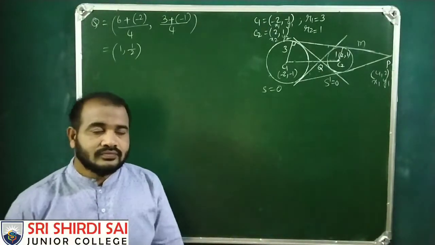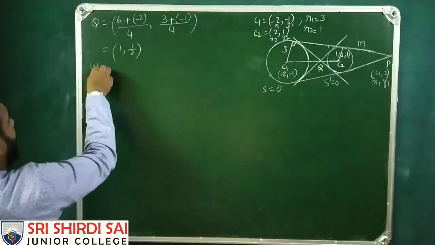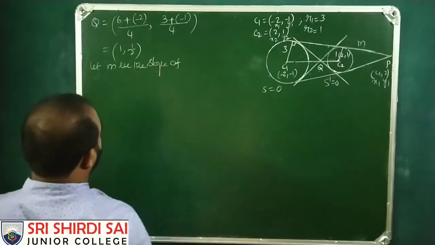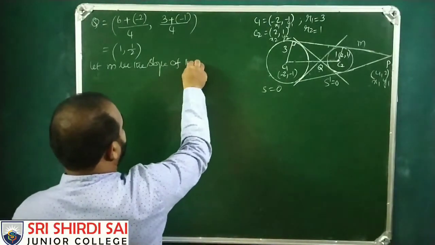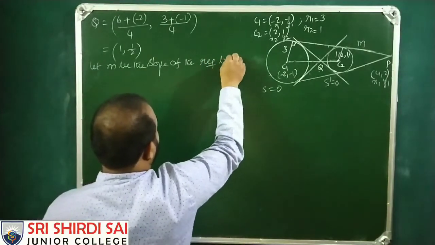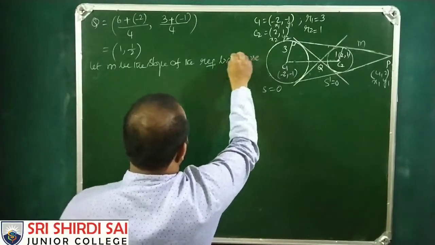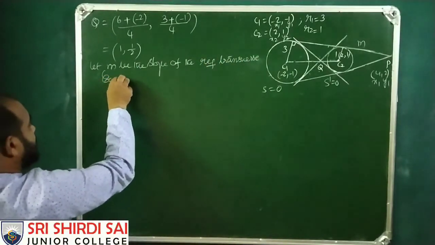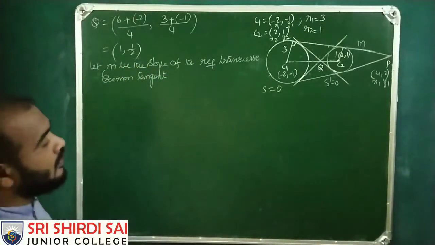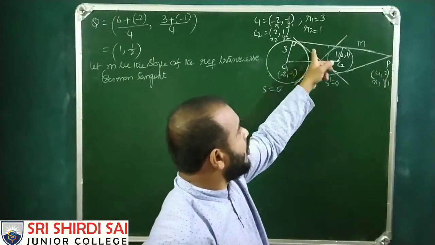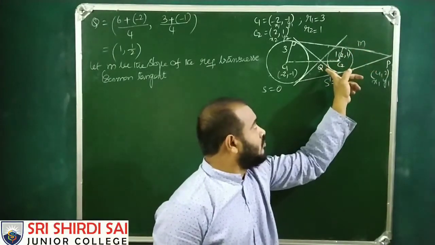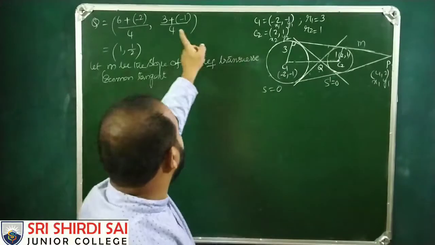Okay, so let m be the slope of the required transverse common tangents. So the required transverse common tangents are passing through the point of intersection, Q. Okay, what is Q? The internal center of similitude, which we have already found out.